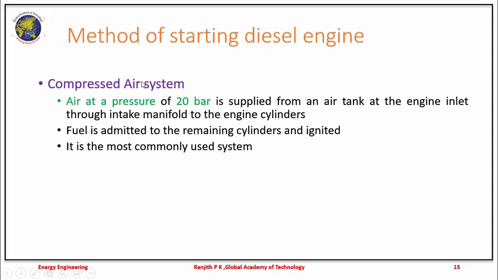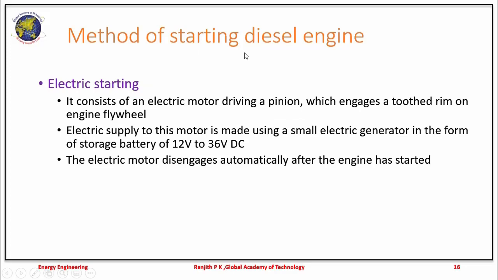In the compressed air system, air at a pressure of 20 bar is supplied from an air tank at the engine inlet. The fuel is then admitted to the remaining cylinders, and it is the most commonly used system of starting the diesel engine. The electric starting consists of an electric motor having a pinion which engages a toothed rim. The electric supply to this motor is made using a small generator having a storage battery. The electric motor disengages automatically once the engine is started.